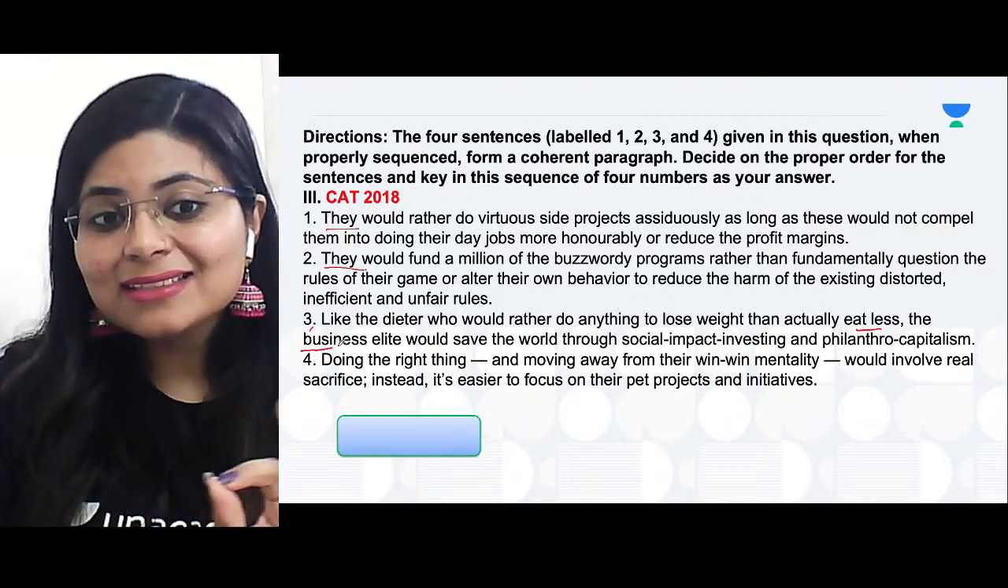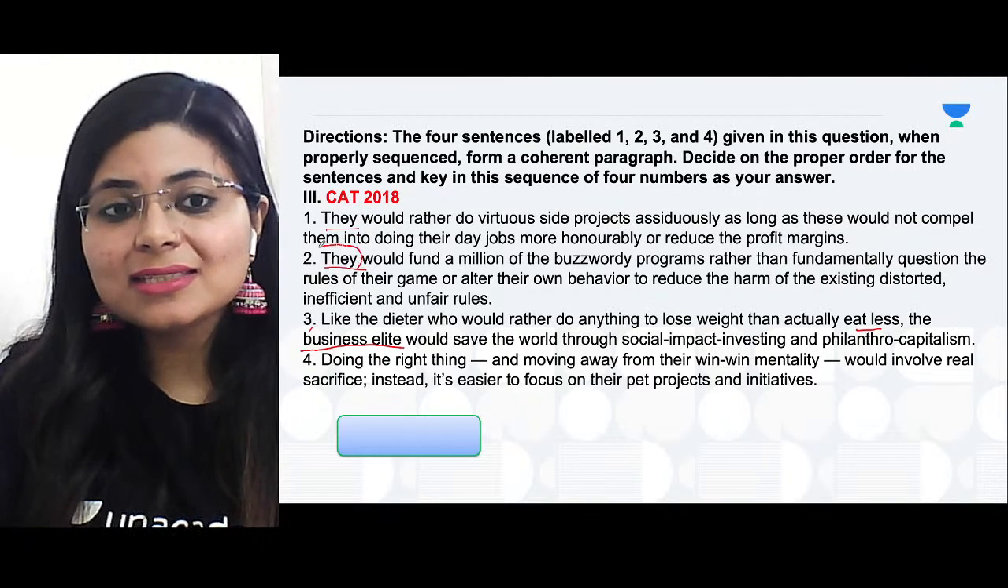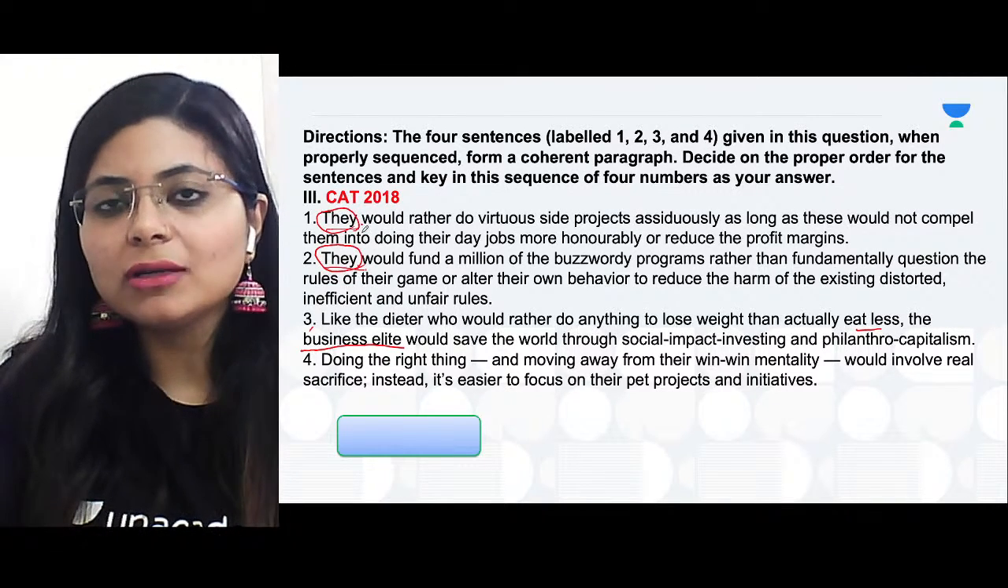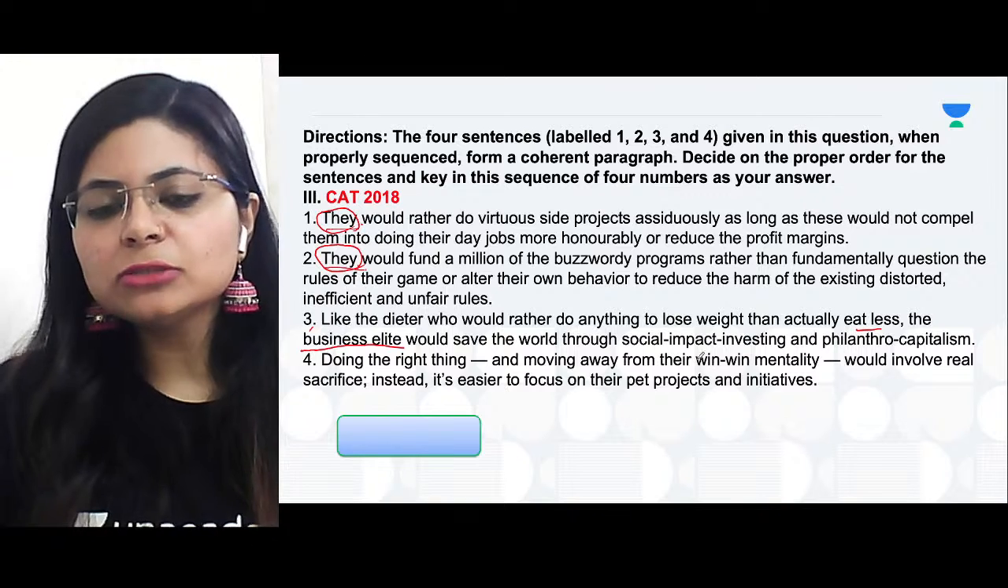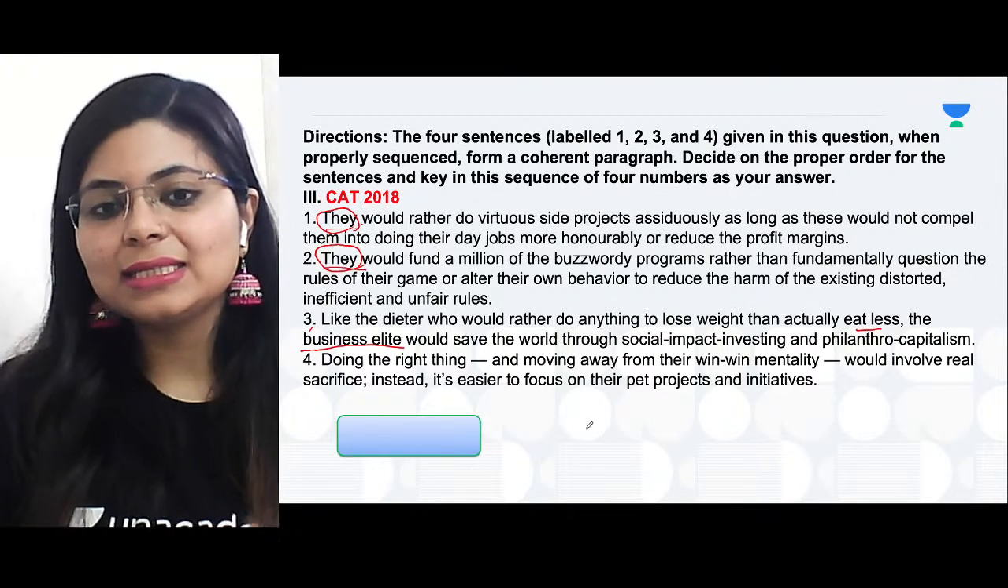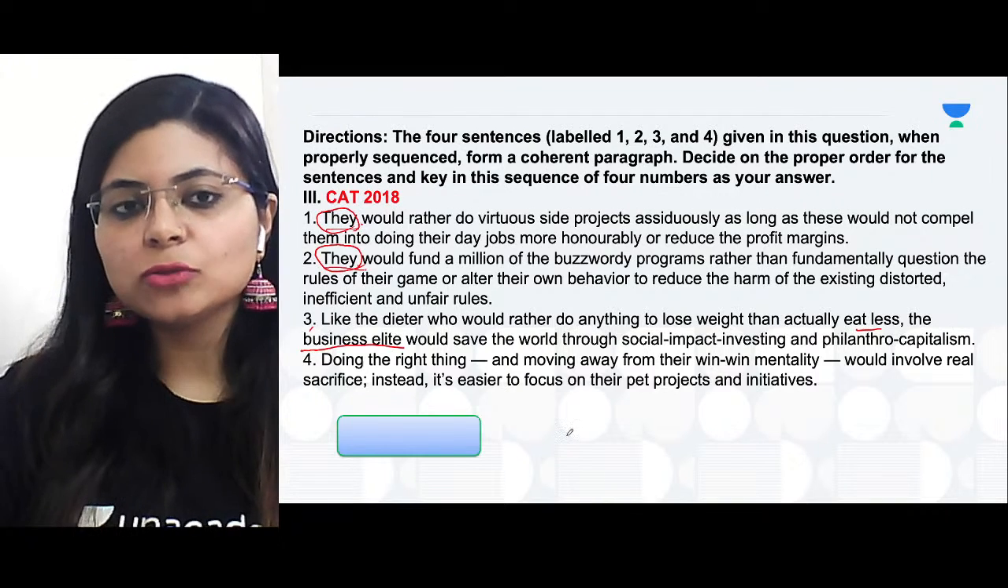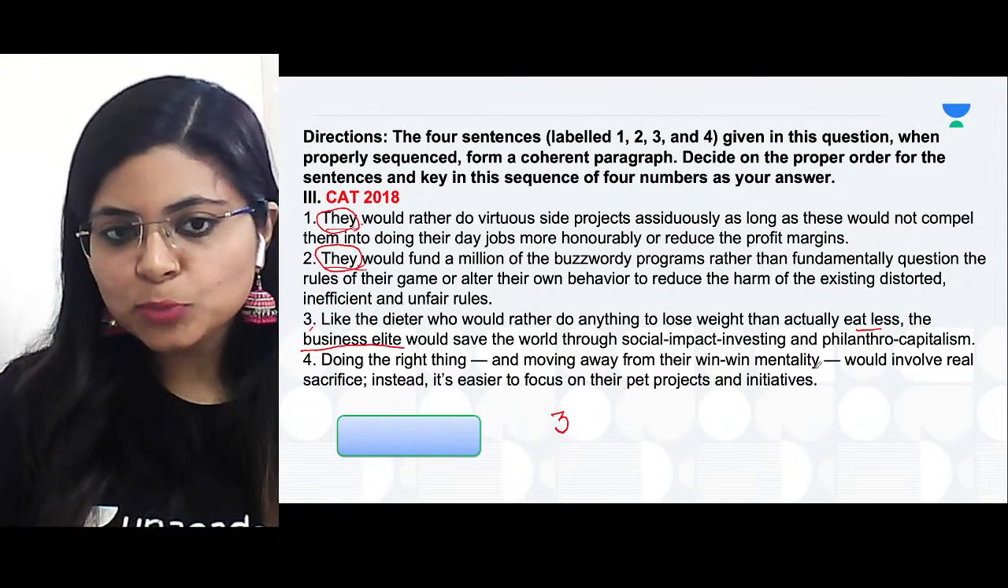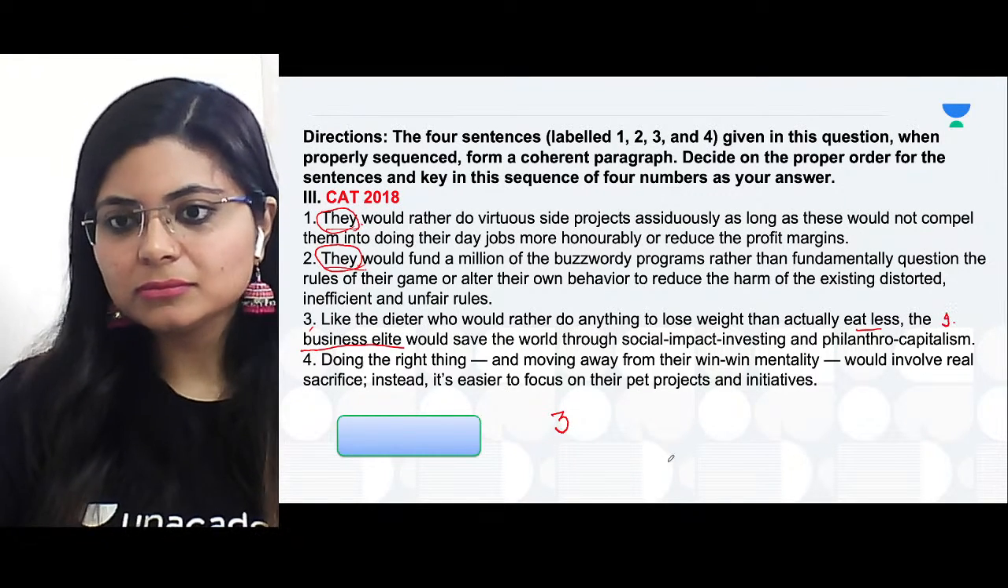The business elite, that's the noun, for which they is used. This is the pronoun. They who? Business elite. Would save the world through social impact, investing and philanthrocapitalism. This is the introductory sentence because you cannot write two and one before this. So let's put a small I here.